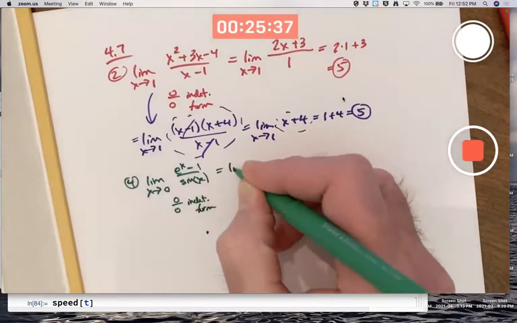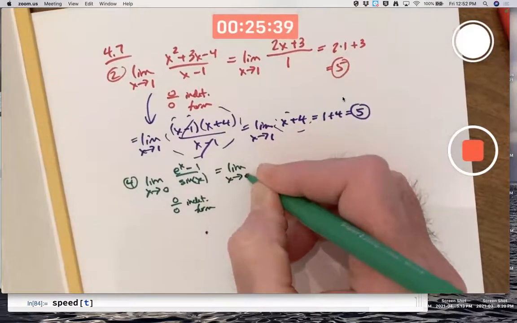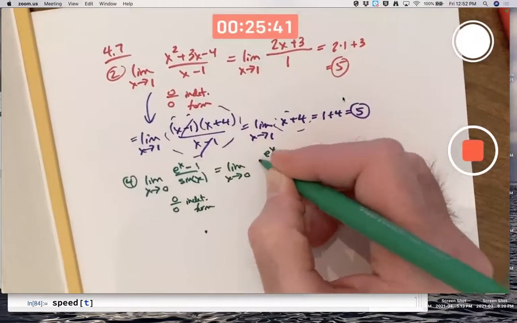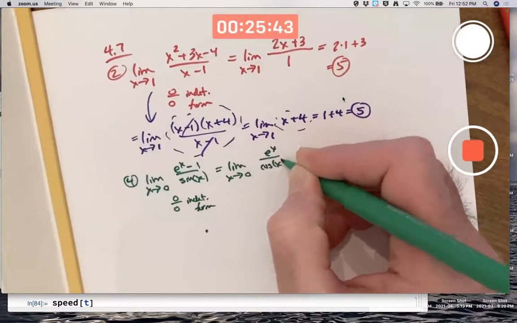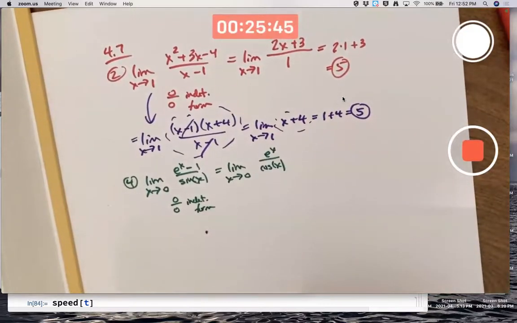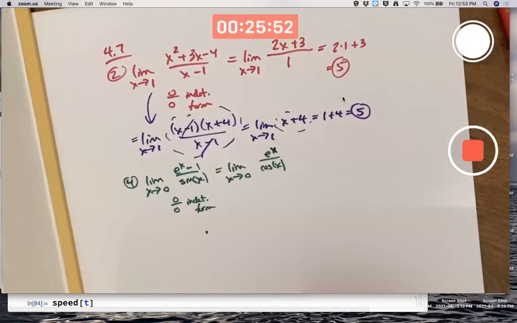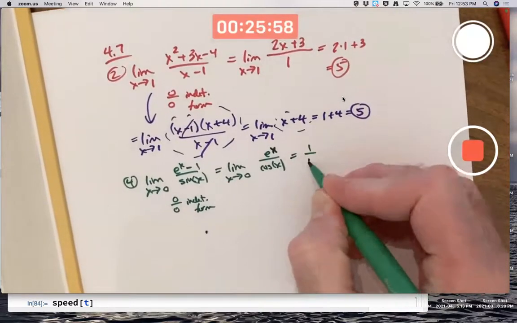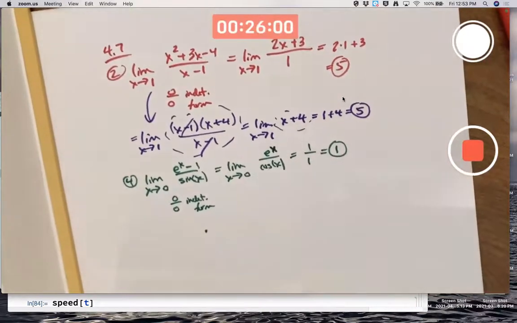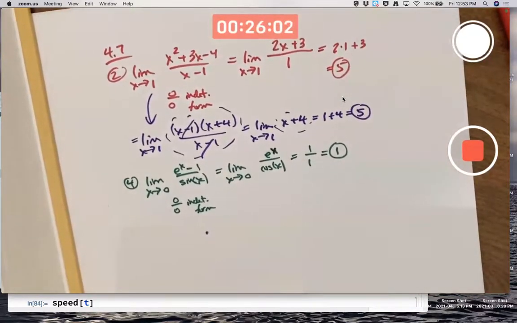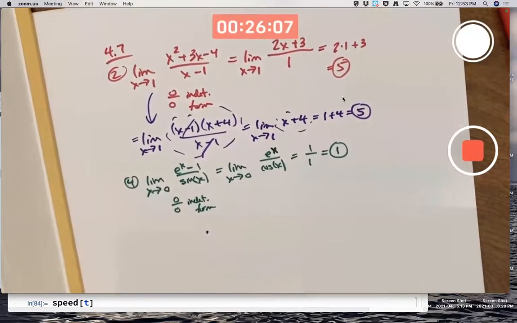I can therefore use L'Hopital's rule. I can take the derivative of the top and the bottom individually and compute this new limit. This is not a 0 over 0 indeterminate form anymore, because if I plug in 0, I don't get 0 over 0. I get, in fact, 1 over 1. The answer is 1. Right? e to the 0 is 1, and cosine of 0 is 1. You've got to know your facts. You've got to know that cosine of 0 is 1, sine of 0 is 0.